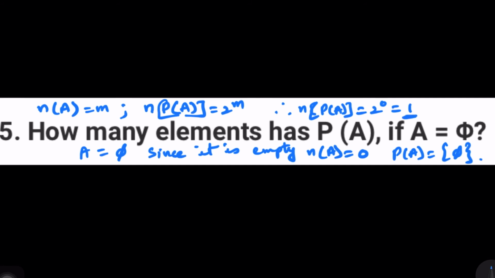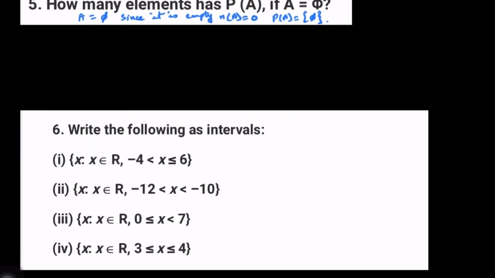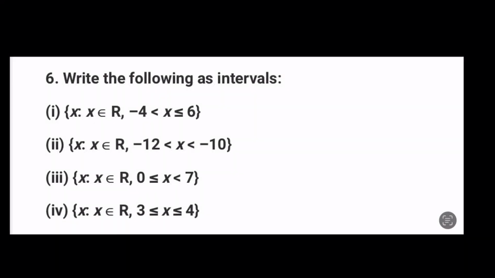Next problem. We'll go into the next problem, that is the sixth one. Write the following as intervals. When we are writing this as intervals, we see that this is given in set builder form: x such that x belongs to R and x lies between -4, which is not including -4, but it is including 6. It's less than or equal to 6.